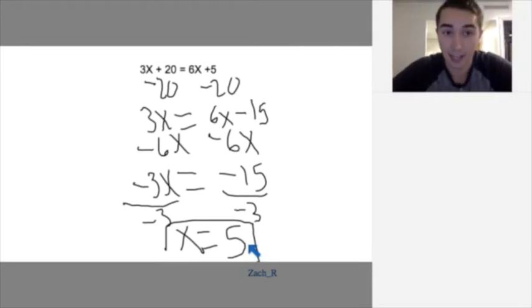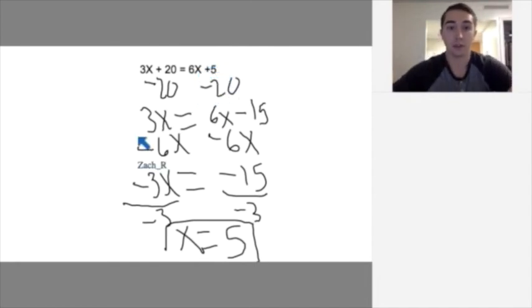What we can do to check that is plug this value of x back into our original equation, and both sides should be equal. So x equals 5. In place of the x, we put a 5. 3 times 5 is 15. 15 plus 20 is 35. Now we put the 5 into the x on the other side. 6 times 5 is 30. 30 plus 5 is 35. So 35 equals 35. We checked it, it works, and we found our value.